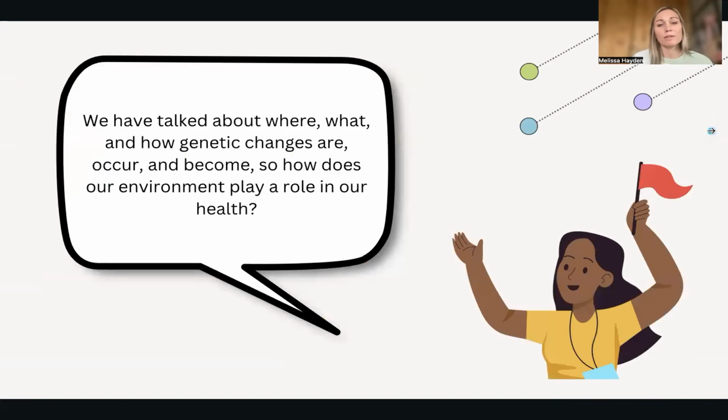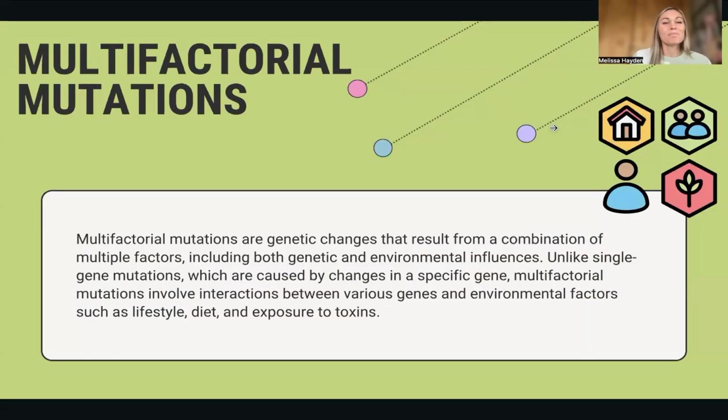We've talked about where, what, and how genetic changes occur, and how our environment plays a role in our health. This is another layer of complexity to consider: multifactorial mutations. These are not caused by a single genetic change, but rather by a combination of genetic and environmental factors working together. Multifactorial mutations are genetic changes that result from a combination of multiple factors, including both genetic and environmental influences.